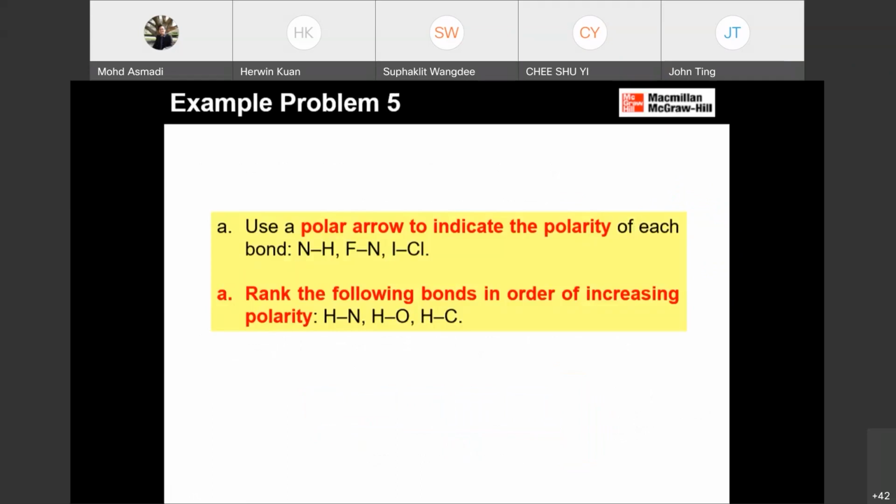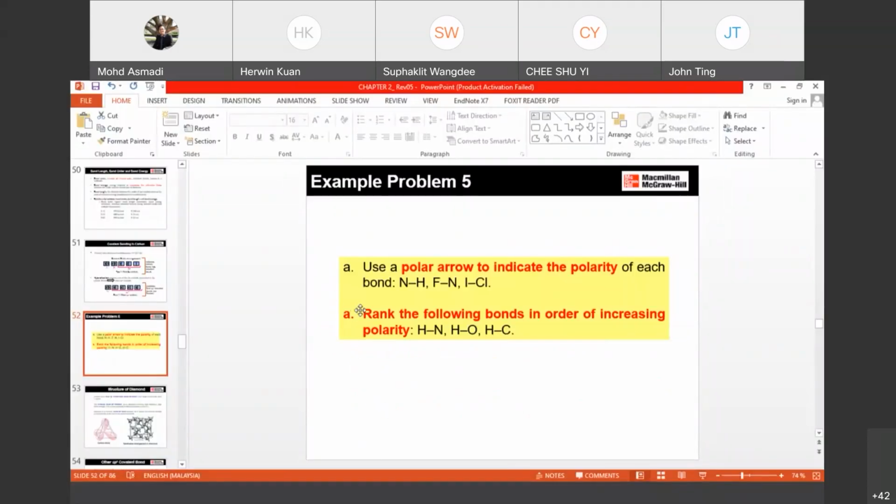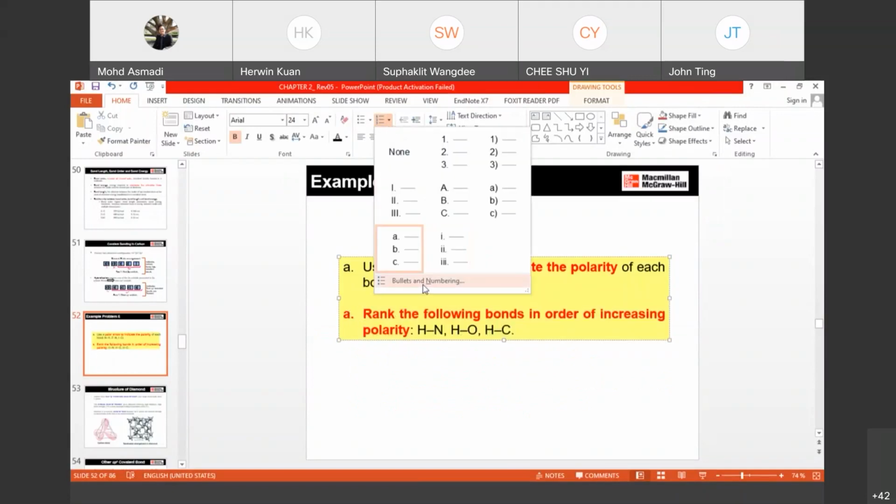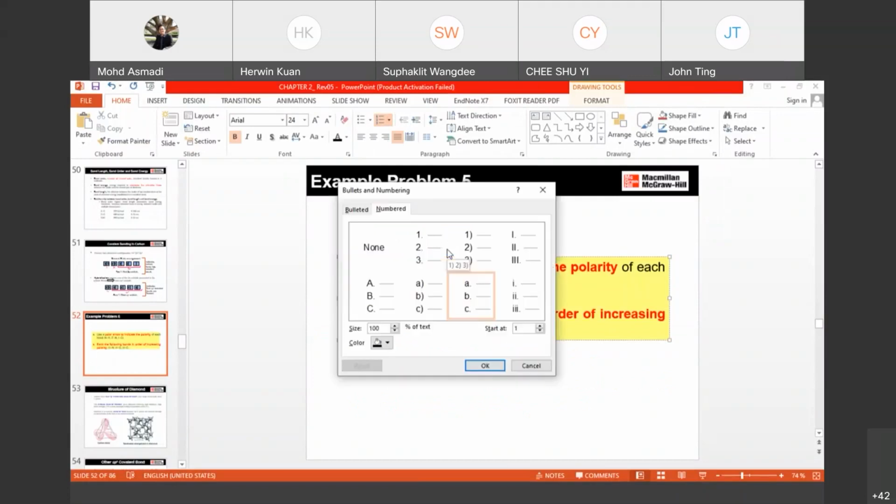Can you do this example? Use a polar arrow to indicate the polarity of each bond: NH, FN, and ICl. Rank the following bonds in order of increasing polarity. And please justify this one. This one should be B. Can you do it and paste it in the Jamboard, page 5, okay? Page 5.